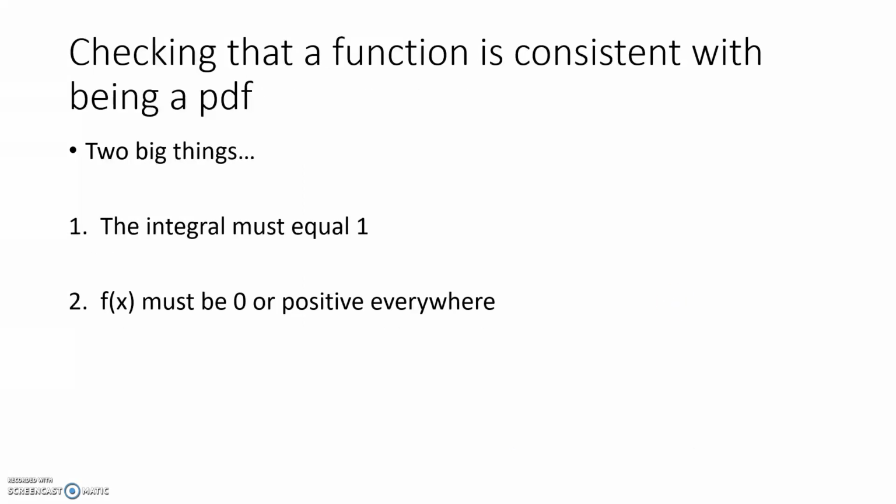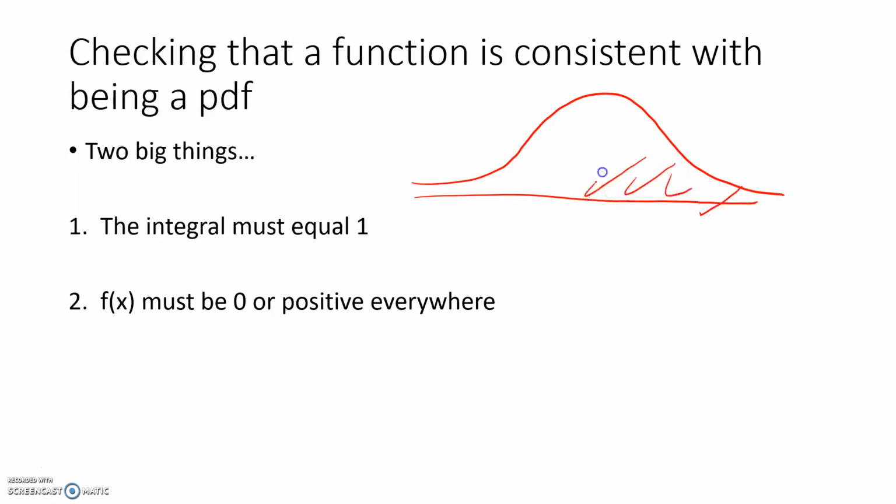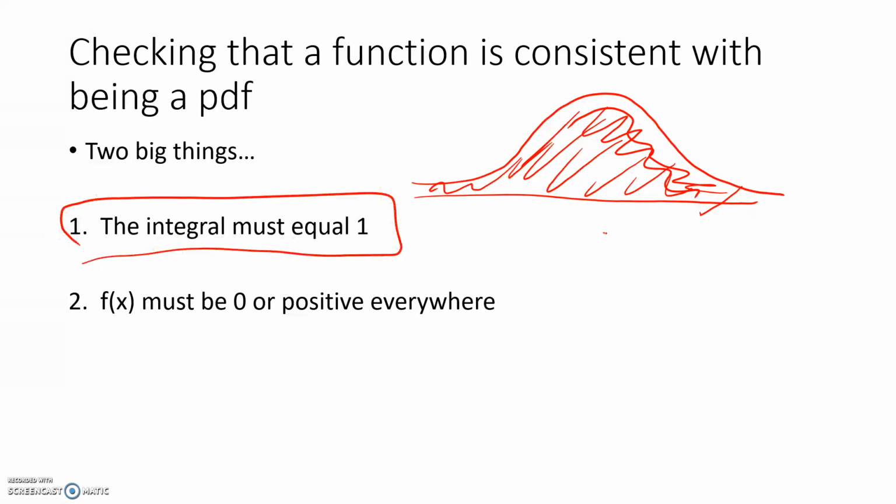And there are two big things that we have to check to make sure that a function might be a PDF. The first thing is that the area under the curve has got to add up to 1, right? Because probabilities always do that, except for the level 3 stats exam a couple of years ago, but let's not worry about that for now. So the integral has got to equal 1, and that means that we're often going to have to figure out this, the integral from negative infinity to infinity of f of x with respect to x.